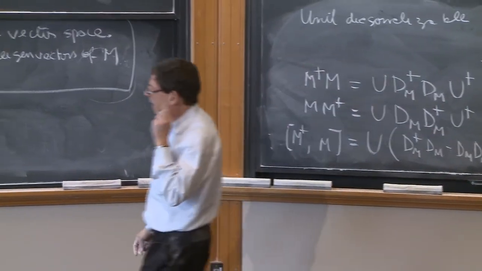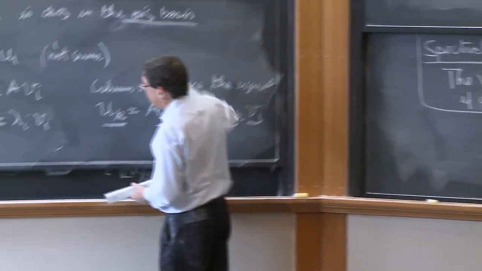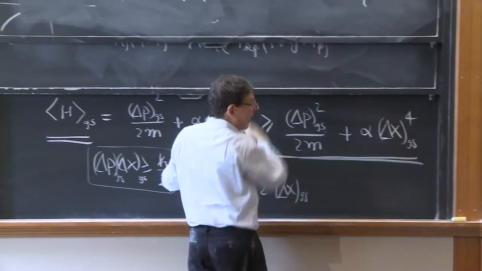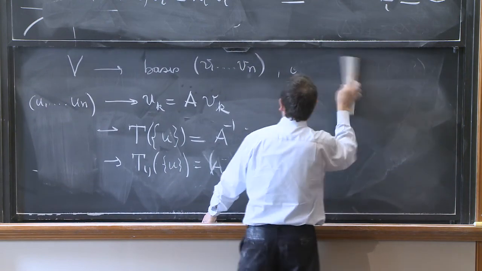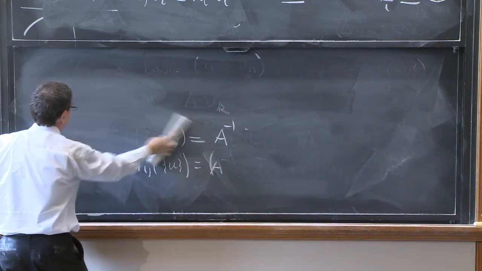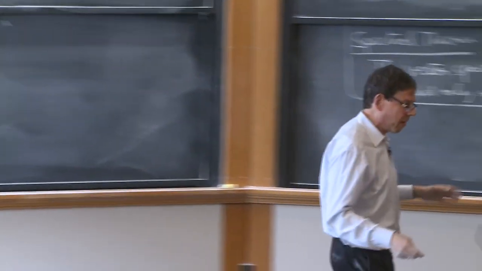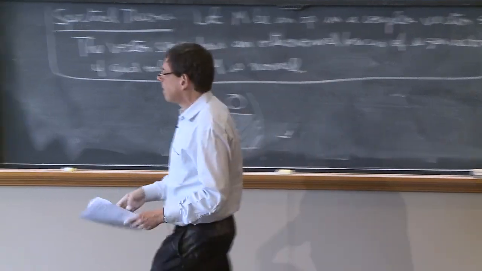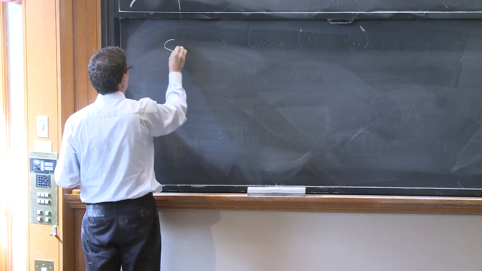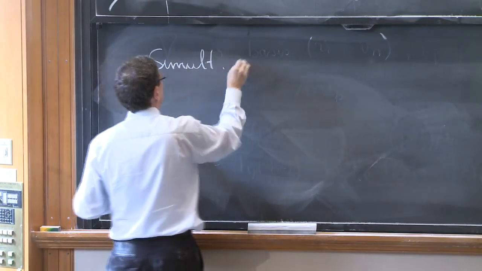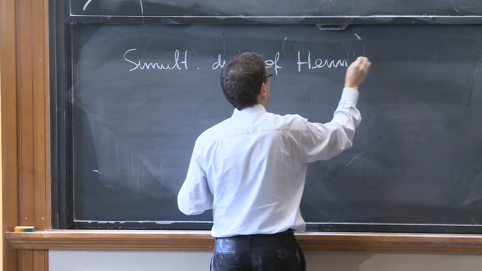You have these operators and they can be diagonalized. Then we have the next thing, which is simultaneous diagonalization. What is simultaneous diagonalization? It's an awfully important thing. So we'll now focus on simultaneous diagonalization of Hermitian operators.